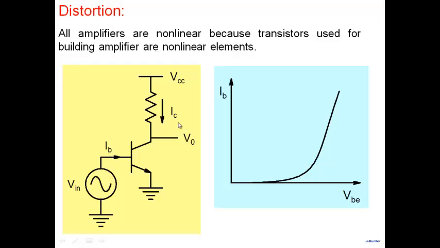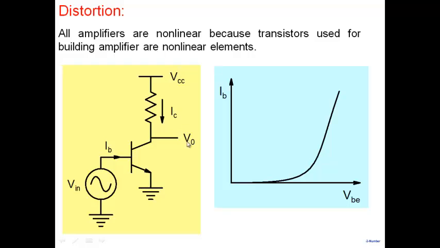What is the relationship between IB and IC? Linear. IC equals beta times IB. So that's not a problem. But IC, how will it be related to Vin? Nonlinear. And then what develops a voltage here? This voltage is nothing but VCC minus IC RC.